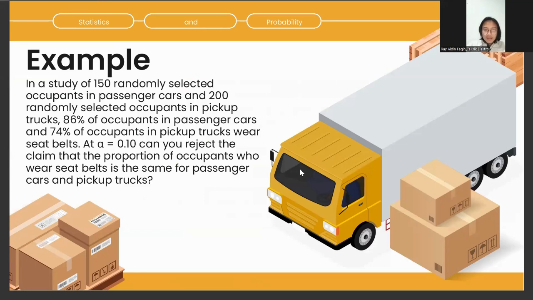Okay, so here we have an example of a case study. In a study of 150 randomly selected occupants in passenger cars and 200 randomly selected occupants in pickup trucks, 86% of occupants in passenger cars and 74% of occupants in pickup trucks wear seatbelts. So at an alpha of 0.1, can you reject the claim that the proportion of occupants who wear seatbelts is the same for passenger cars and pickup trucks? Now we can go to the next slide, which has the solution to this case study.